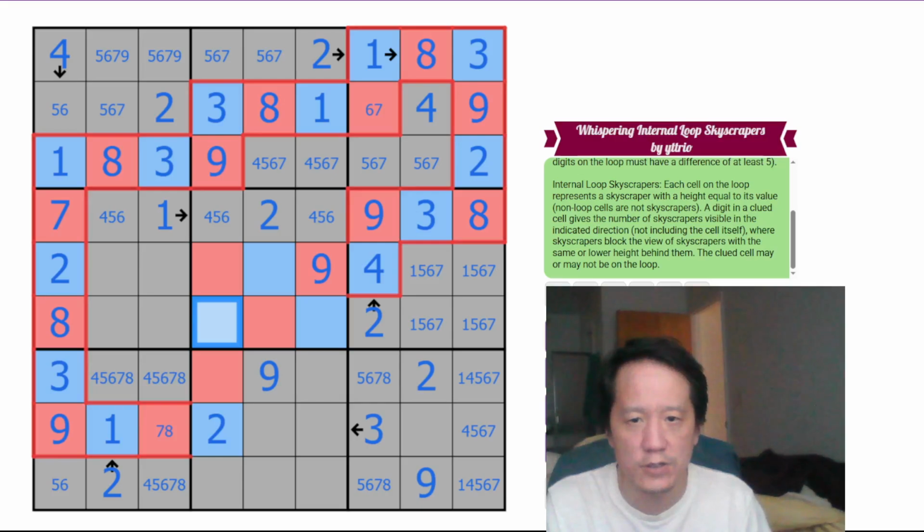It must go to here. So this has to go here. This has to go to here. This is part of the loop, so this could be 7 or 8. This cannot be 4 because it's not next to a 9, so this has to be a 1.